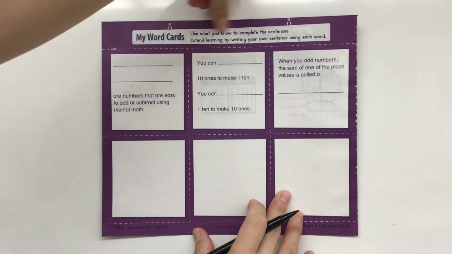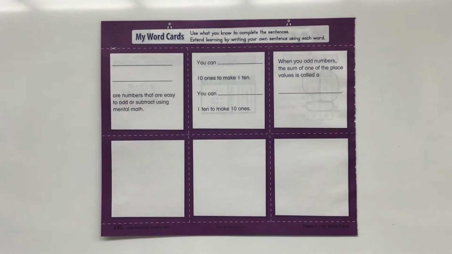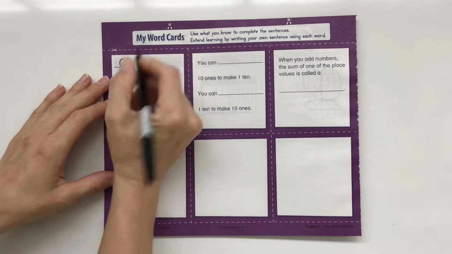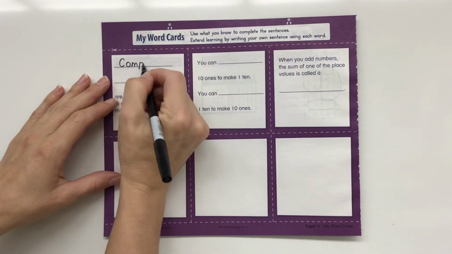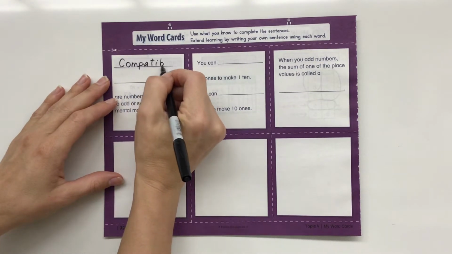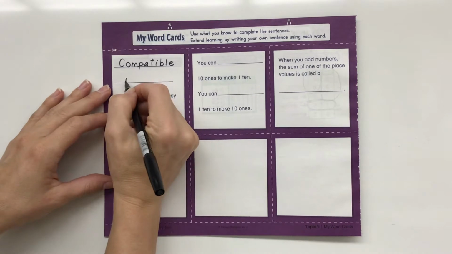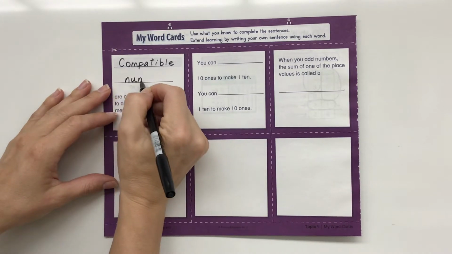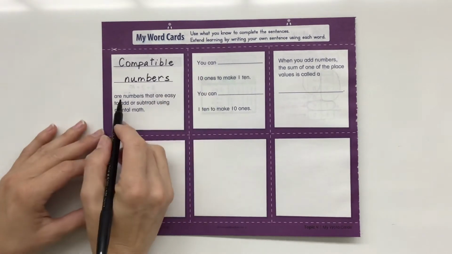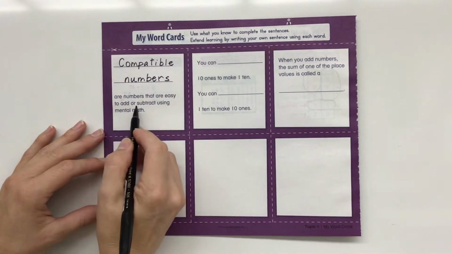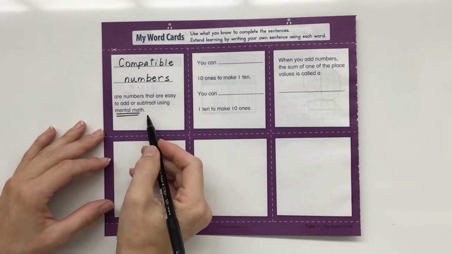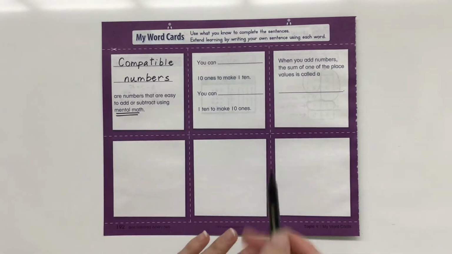All right, let's go ahead and flip them over to the back. All right, our first one is going to be called compatible numbers. Compatible numbers are numbers that are easy to add or subtract using mental math. So getting it in groups of 10 basically is a nice, easy way to do mental math.